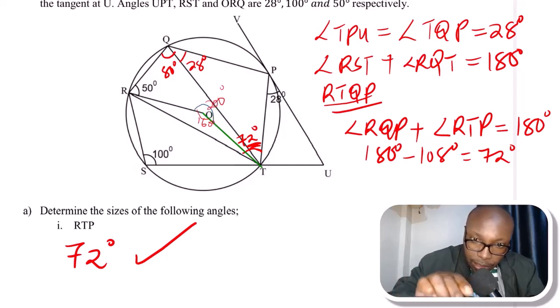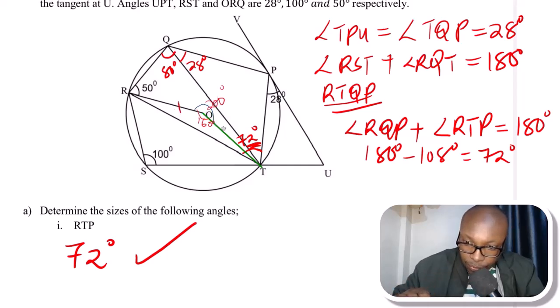Again, this is an isosceles triangle. So if this angle is 160, then the other two angles should be 10 degrees each. This one is 10 degrees because it is forming an isosceles triangle. So this angle here is 10 degrees, then this one is 10, and this one is 160.